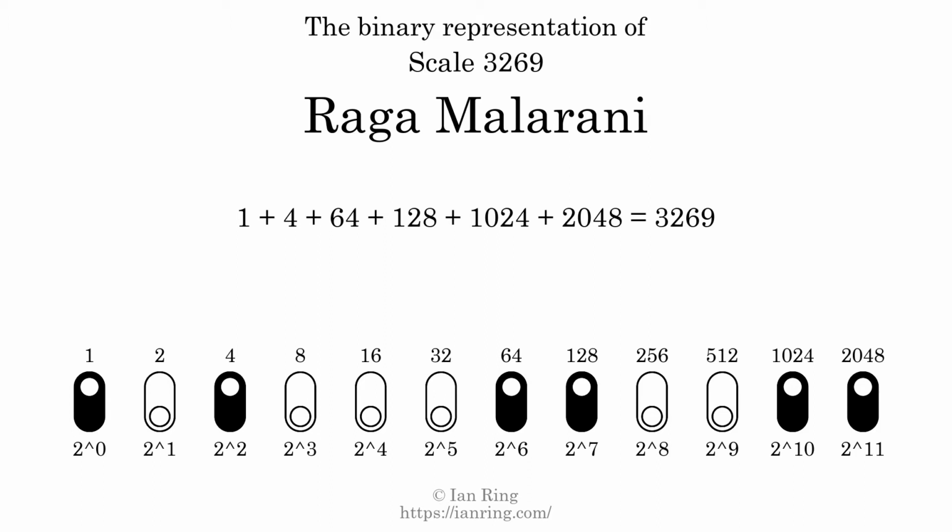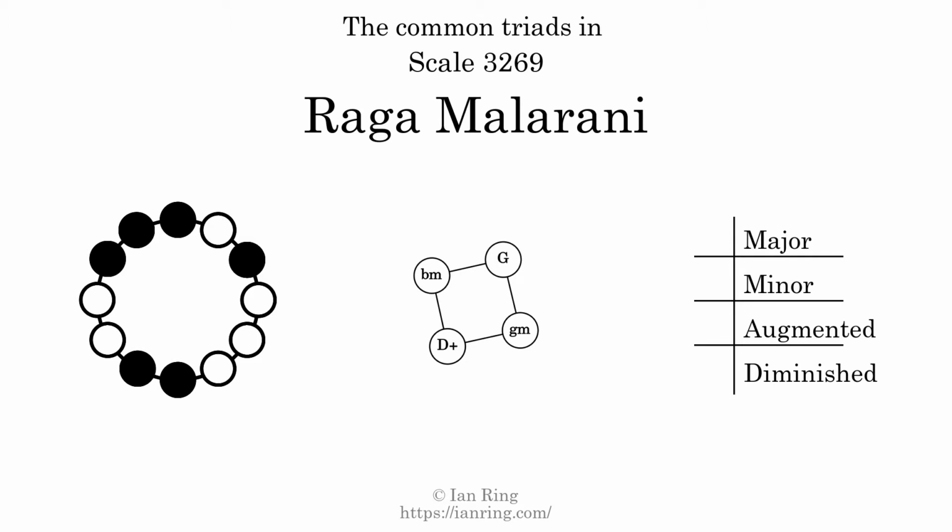3269. The scale number not only enumerates the scale with a unique index, but it also literally describes the tonal content of the scale. Represented as a binary number in base 2, the scale number is 110011000101. Here are the common triads present in this scale.